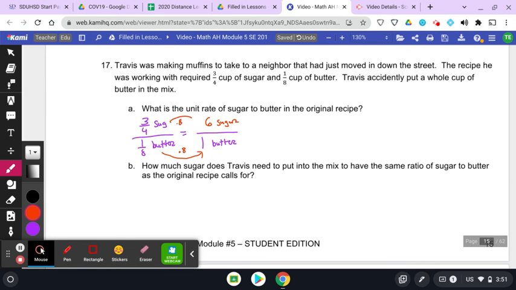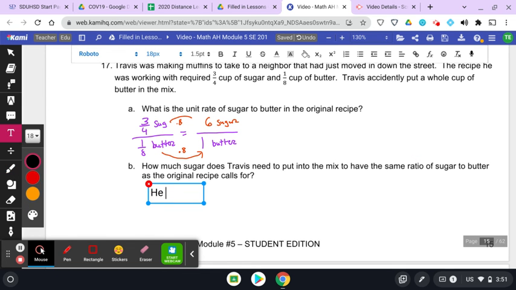How much does Travis need to put in the mix to have the same ratio of sugar to butter as the original recipe calls for? He needs to add 6 cups of sugar now.